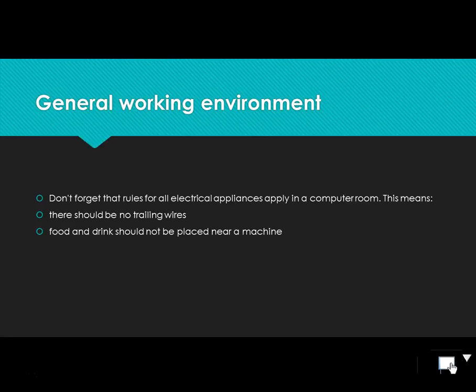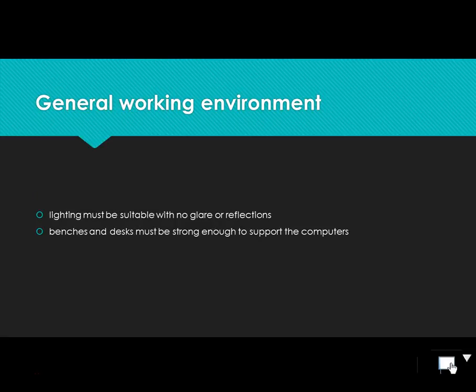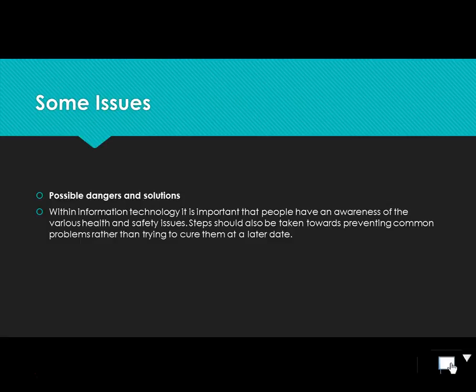Typically, in computer areas, food and drink should not be allowed. We shouldn't have trailing wires. Water and electricity don't do very well together. Be careful with the overloading of electrical sockets. Space for machines, heating and ventilation must be suitable. Lighting must be suitable with no glare or reflections. Benches and desks must be strong enough to support the computers. And these are some possible dangers, with solutions, of course.